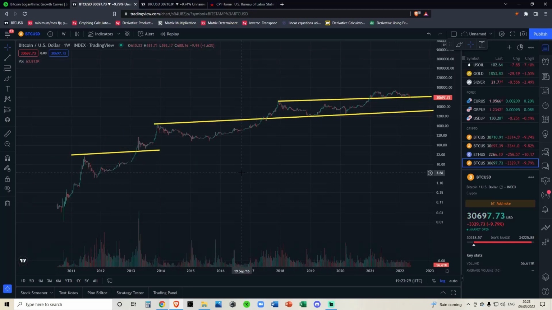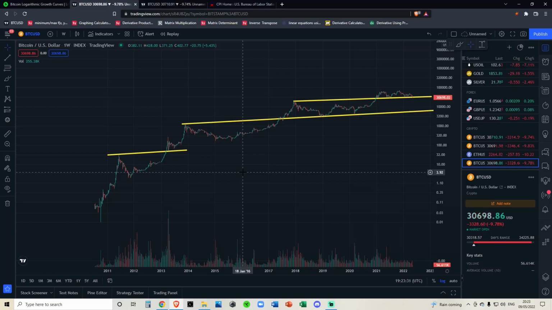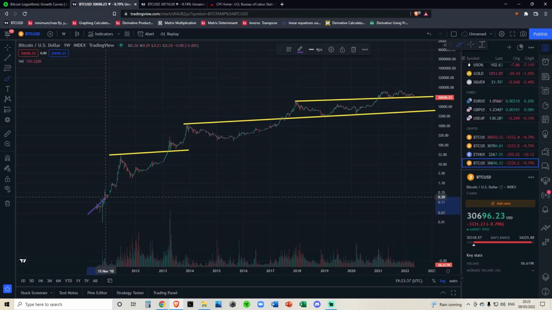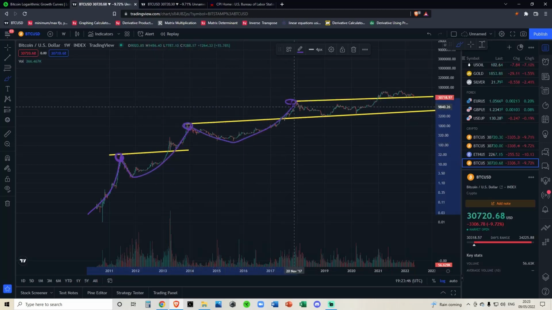First of all, what do you notice within this Bitcoin chart on the logarithmic growth curves? Well, you can see there's a few trend lines and we'll jump into that, but what I really want to highlight is very simply you get these runs up, all-time highs, consolidation, run up, all-time high, consolidation, run up, all-time high, consolidation.